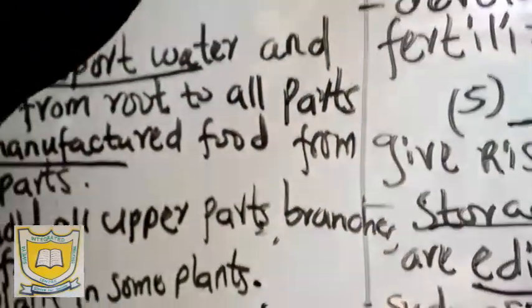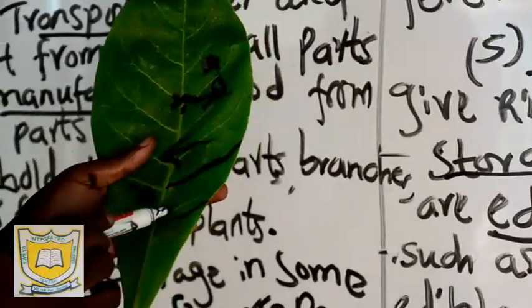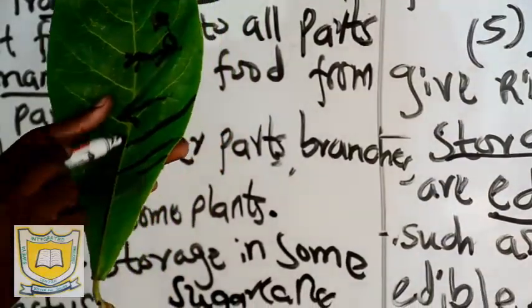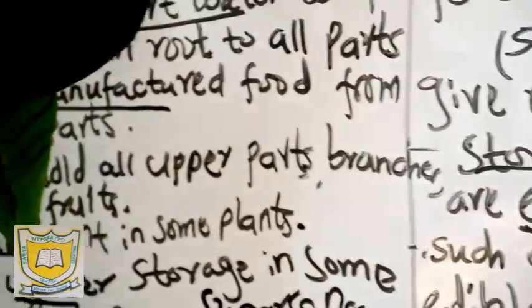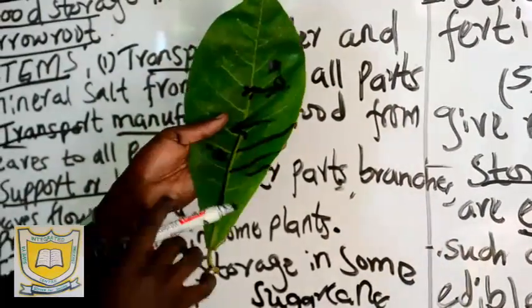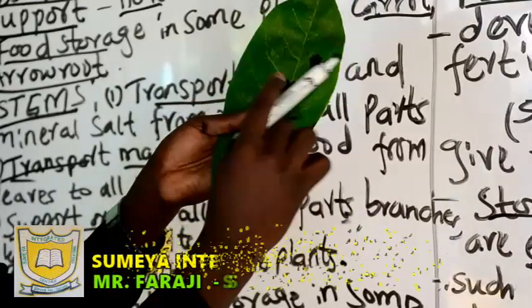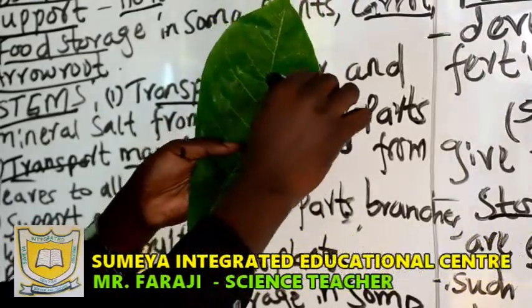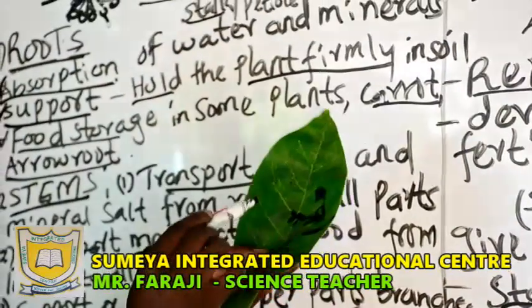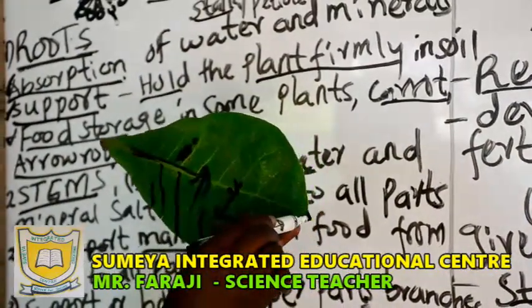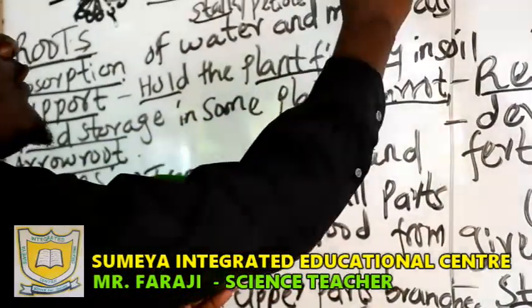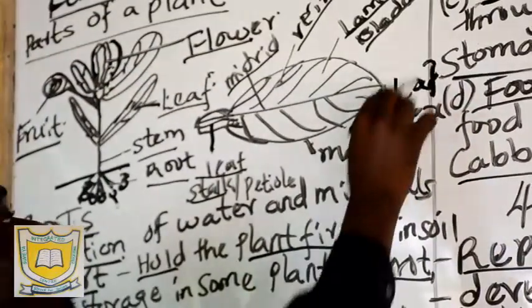Now we have the veins. The veins are the branches that come from the main midrib. This one here is what we call the midrib. That is the middle vein. We have the lamella, which is also called the blade. Then we have the leaf apex. The end of the leaf is what we call the leaf apex.